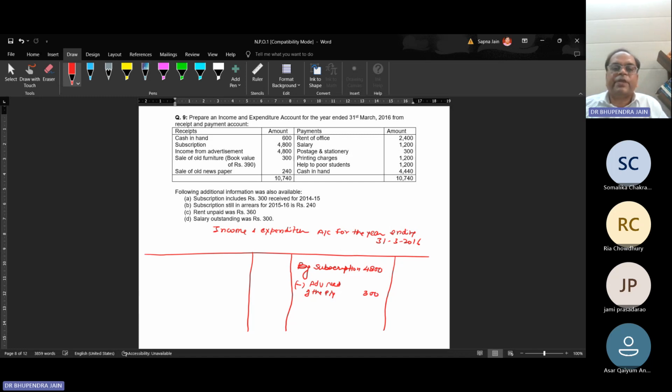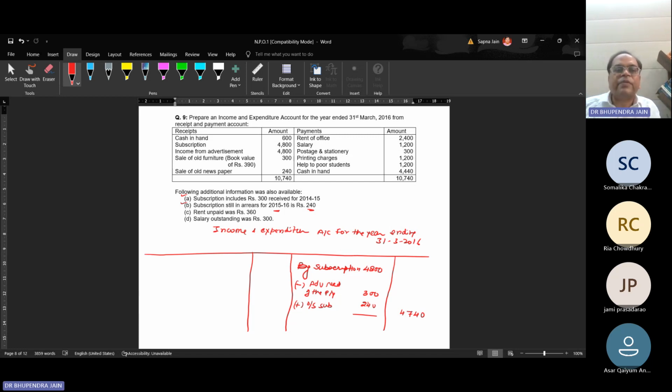How much? 300. Next, subscription is still in arrears for 2015-16, meaning 240 rupees is due. So what will we do? We will add it. This is outstanding subscription. So 4800 minus 300 plus 240 is 4740. Total subscription due for the financial year 15-16 is 4740.